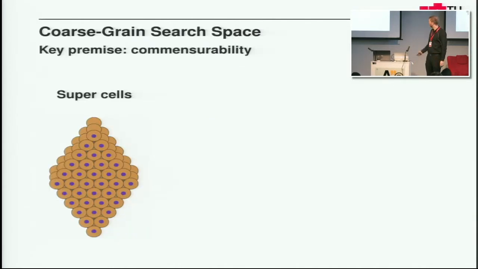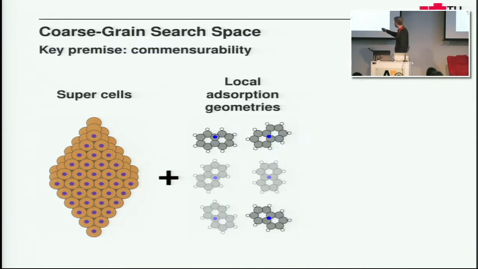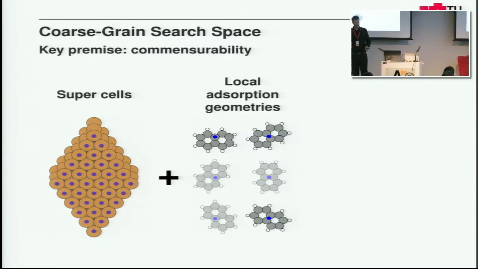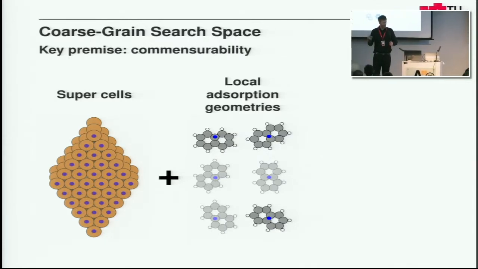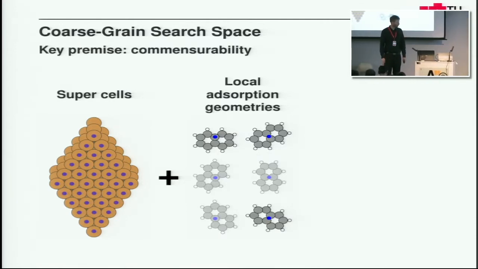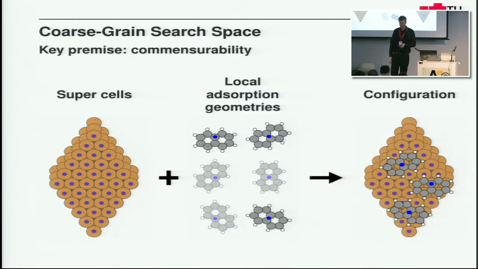So the core premise is commensurability. Commensurability means that the unit cell of the adsorbate layer is a supercell of the substrate. So we can define a couple of substrate supercells of different areas so that we can generate structures of different coverages. And then we add to these structures what we call local adsorption geometries. The local adsorption geometry is the way an isolated molecule likes to snap onto the substrate. And we arrange all these local adsorption geometries in every possible way in our supercells, and that gives us a set of configurations. So how many configurations are we talking about?